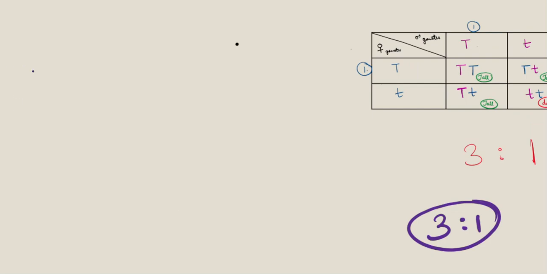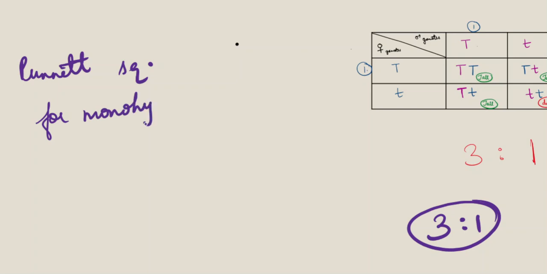So this is Punnett square for which cross? For monohybrid cross. Punnett square, or you can say checker board, for monohybrid cross. So I hope that this is understood to you.